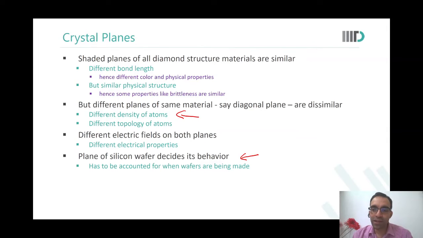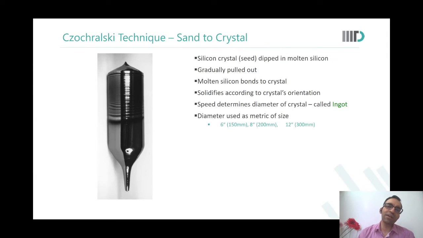So the complexity of VLSI design or VLSI fabrication starts from the very base of how to manufacture this crystal, which has the same direction and the same plane as we want it to be in. Okay. So what is done is we use a silicon crystal and we dip it in molten silicon.